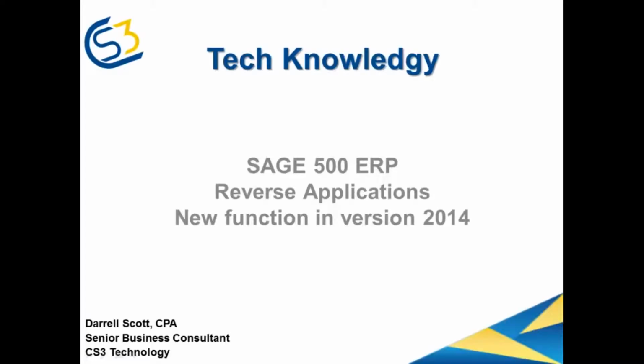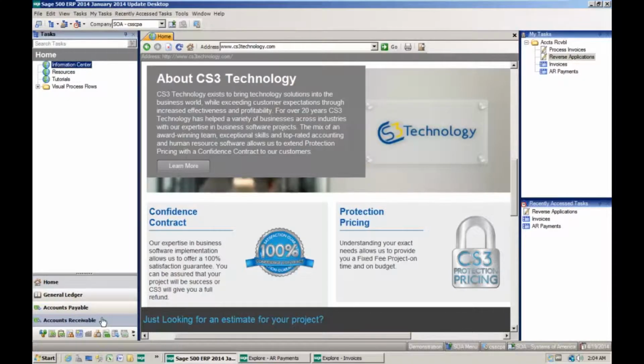This is Darrell Scott. The knowledge tip from CS3 today is to show you how the new Reverse Applications task in Sage 500 ERP works. This new task can save you a lot of time. Sage 500 ERP version 2014 has a new process available that greatly simplifies making corrections.